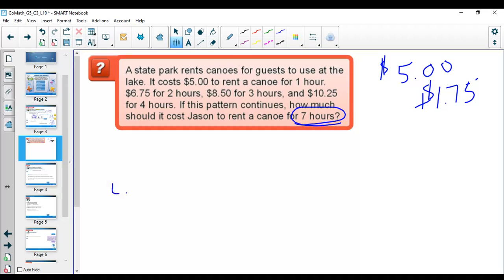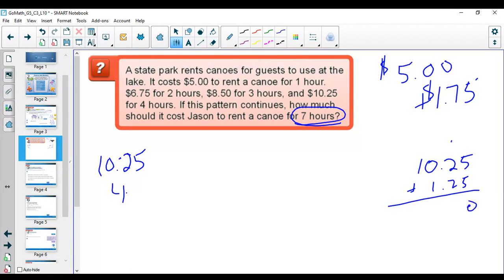Well, 4 hours, they tell us, is $10.25, right? So we would need to add to that $1.75 to find out how much it's going to cost for 5 hours, right? So 10.25 plus 1.75, that is 0, regroup, that's 10 as well, regroup, 12.